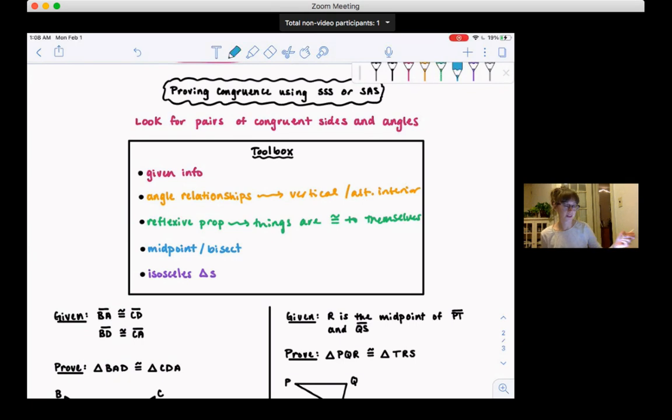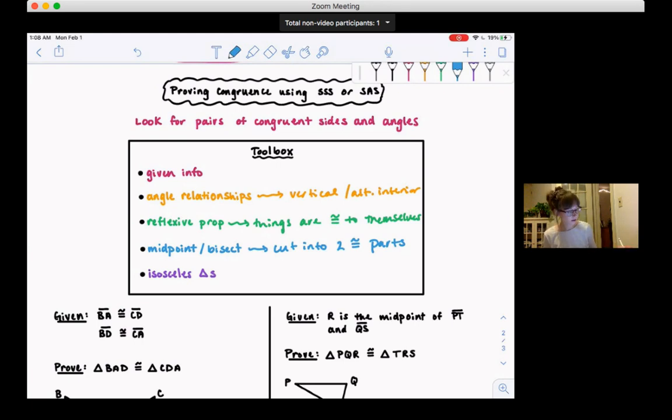We might use the fact that something is a midpoint or that something has been bisected, and both of those ultimately mean that whatever that thing is has been cut into 2 congruent parts. So if we have a midpoint of a segment, we know the segment is cut into 2 congruent parts. If an angle has been bisected, that angle has been cut into 2 congruent parts, so we can get matches from that.